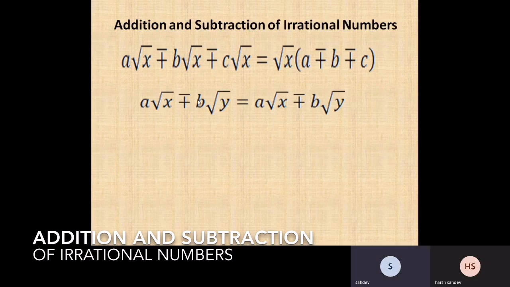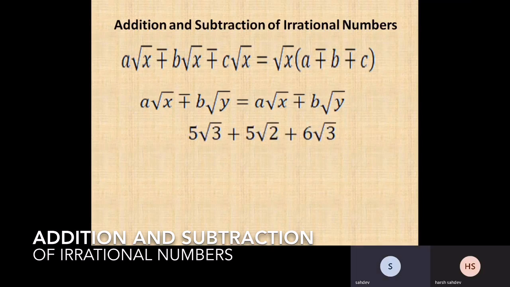Let's take this one. a under root x plus minus b under root y. Now the irrational parts of a and b are different. Therefore, they are not like terms and we cannot do anything to them. They will remain the same.